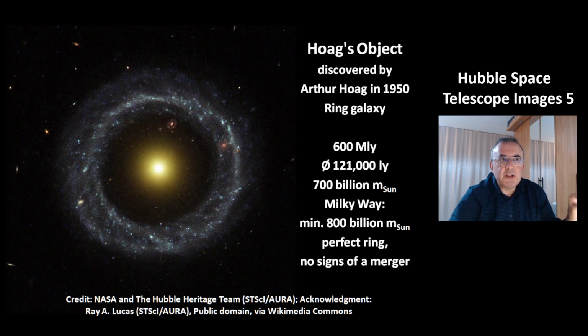This is Hoag's Object. It was discovered by Arthur Hoag in 1950. It's a ring galaxy. The distance is 600 million light years. Its diameter is 121,000 light years. Its mass is 700 billion solar masses. For comparison, the Milky Way's mass is at least 800 billion solar masses, could be also even more than 1 trillion solar masses.